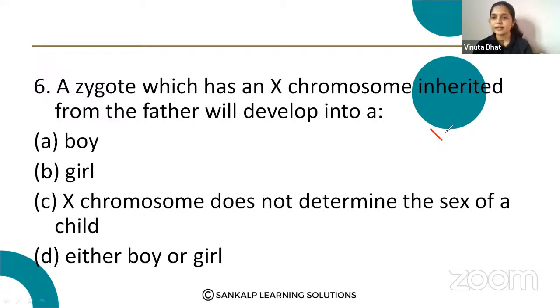But if it is Y, that is inherited from the father. Okay, so just change it: a zygote which has a Y chromosome. I'm changing the question. Y chromosome inherited from the father. What will it develop into? Y chromosome from the father, and the mother always has the X chromosome in the egg, right? So it will develop into a boy. So for this question, the answer is girl.